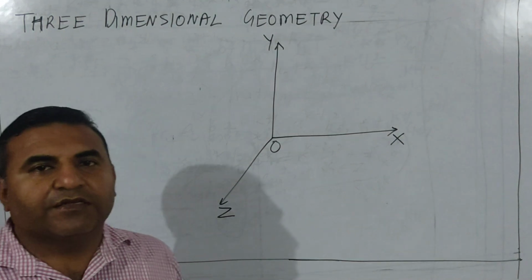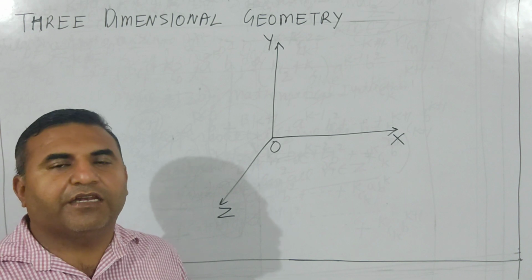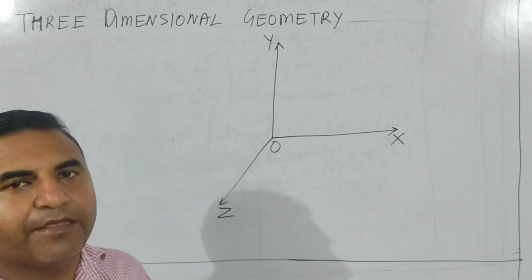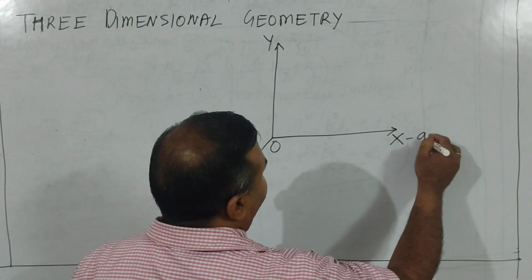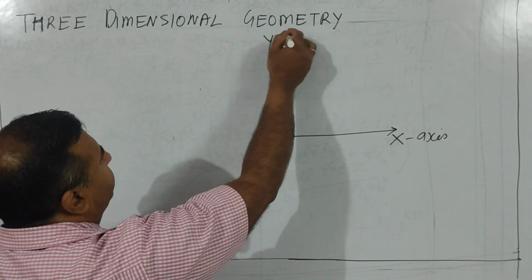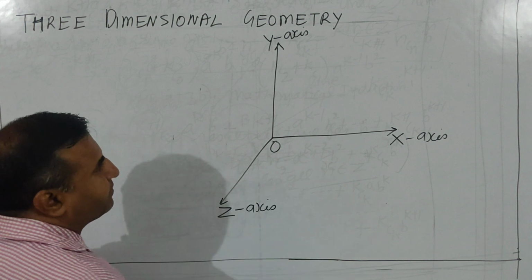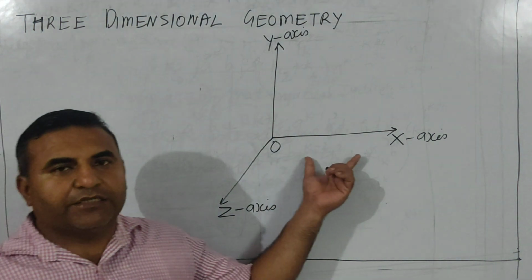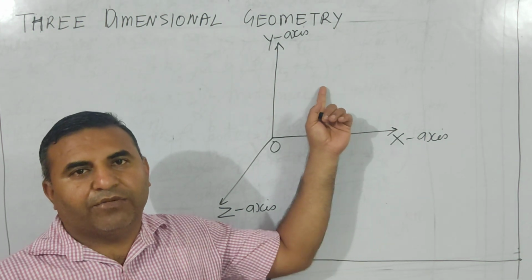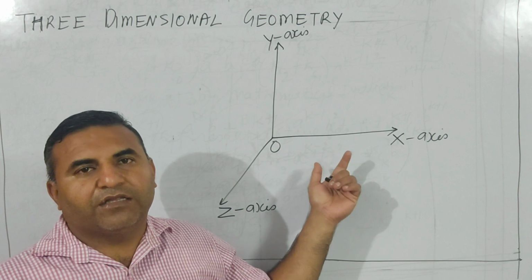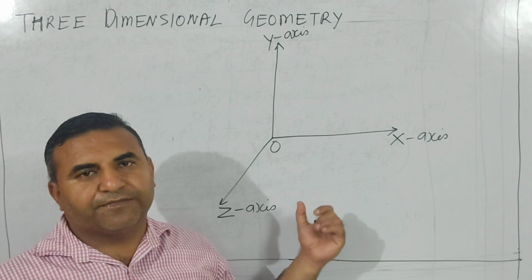Today's topic is three-dimensional geometry. See here, in three-dimensional geometry, this is the x-axis, this is the y-axis, and this is the z-axis. In two dimensions, only two axes are here, just like x and y. But in three dimensions, three axes are here: x-axis, y-axis and z-axis.